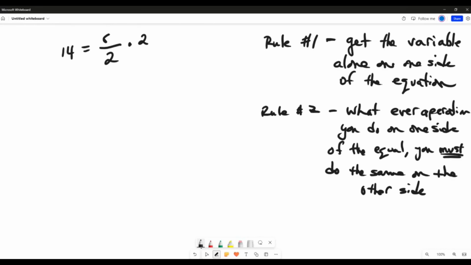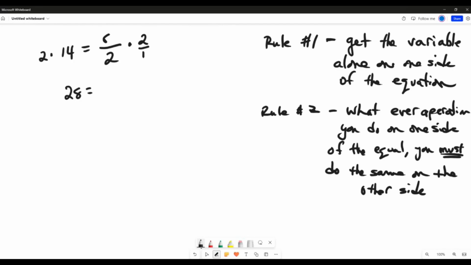Whatever you do on one side, you immediately write down that you have done it to the other side. 2 times 14 is 28. And on this side, that 2 is really 2 over 1. We've talked about that before. You can take any integer and write it as that number over 1. It's still that same number.